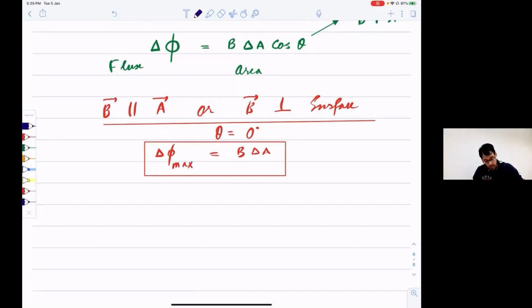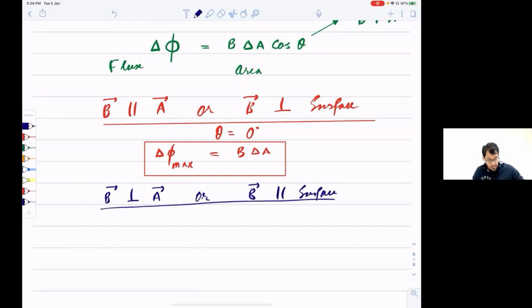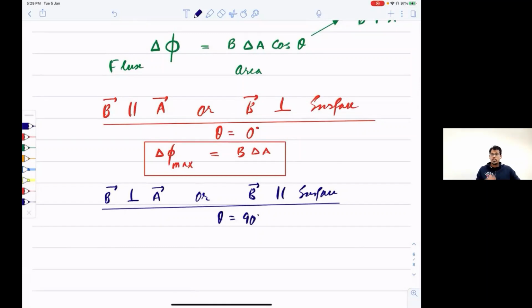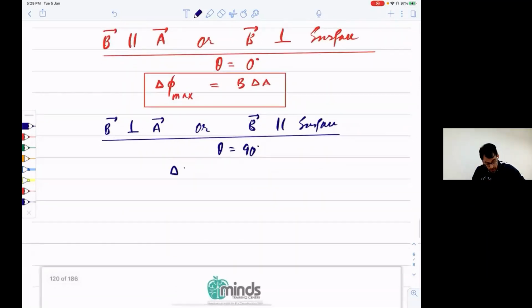What if B becomes perpendicular to area or B becomes parallel to surface? In this condition, theta will be 90 degree. And we know that cos 90 is actually 0. So the flux will be minimum and it will be 0.